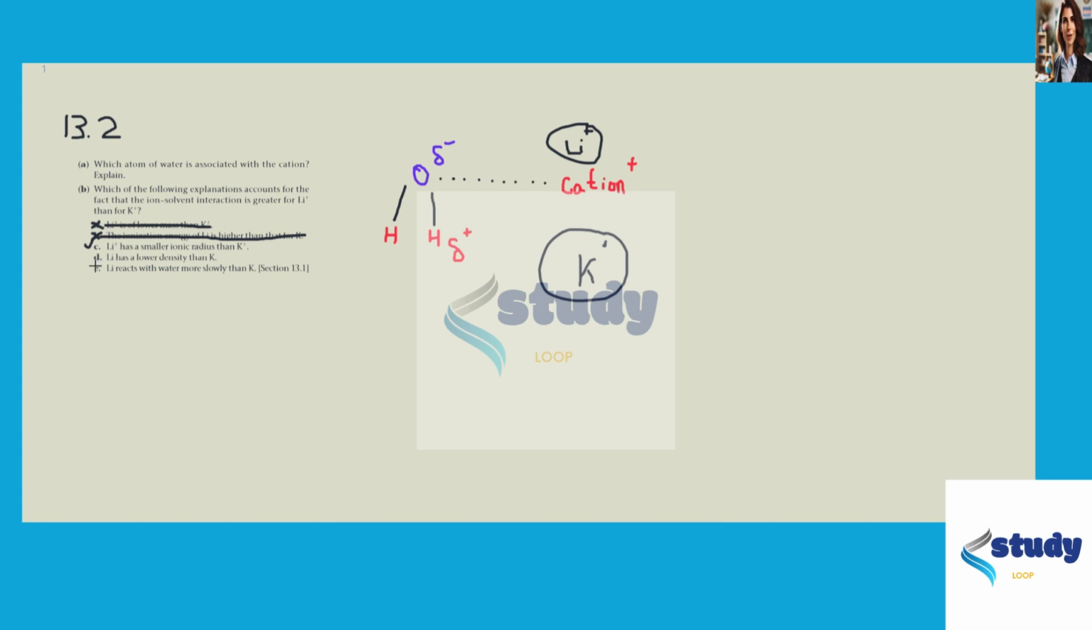So let's look at D and E and see why they're not correct. D: lithium has a lower density than potassium. Density has nothing to do with electrostatic interactions, so we know that's not our right answer. E: lithium reacts with water more slowly than potassium. If we look back into that section, we'll notice that that's absolutely untrue. Lithium reacts faster than potassium. So there we are, we have our answer. Lithium has a smaller ionic radius than potassium.